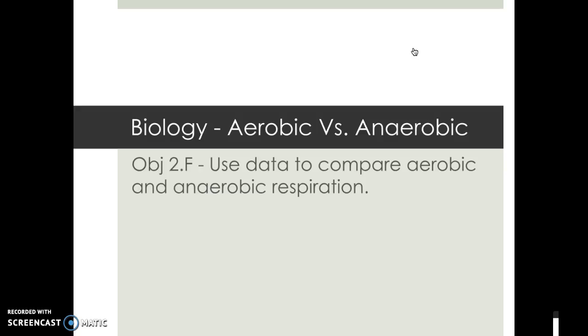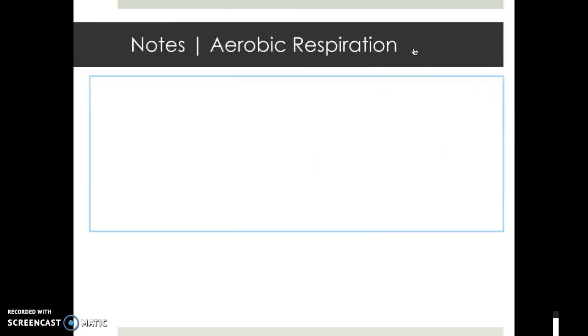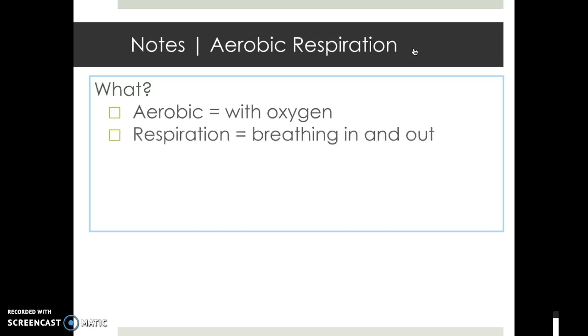So let's go ahead and start with aerobic respiration, as that's the one we are already pretty familiar with. Once again, if you have to pause at any time, please do so you can complete taking down your objective or the title. But I'm going to move on to the what for aerobic respiration. Let's break down the words aerobic and respiration. Aerobic means with oxygen. Respiration, as we've discussed before, is breathing in and out.